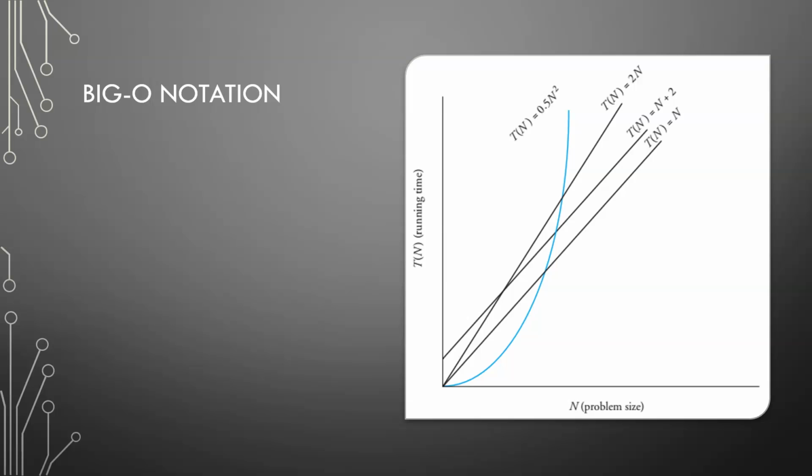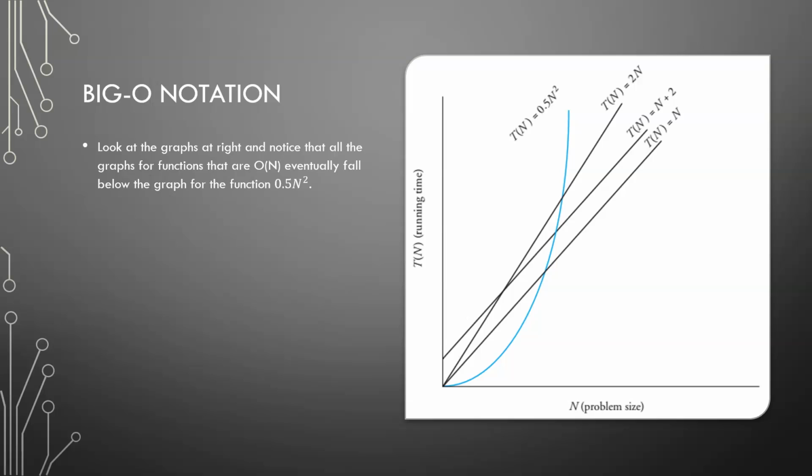And that's what we're going to see here when we start looking at graphical visualizations of big O. If we look at the graphs at right, notice that all graphs of the functions that are big O of n eventually fall below the graph of the function 0.5 n squared. And of course, 0.5 n squared is this crazy fast growing curve right here. You can see that they all roughly start off at the same point. Some of them go at different points than others, but these are all pretty much linear lines.